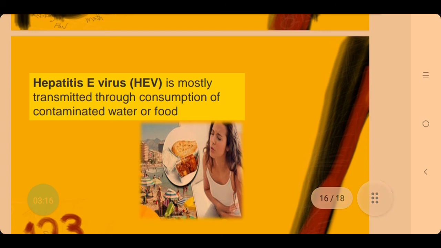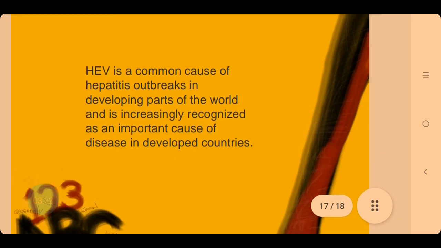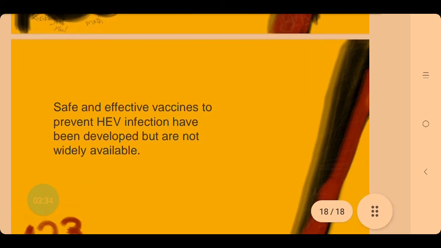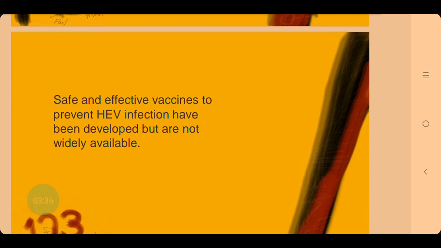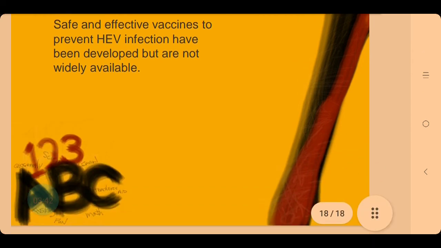Hepatitis E virus is mostly transmitted through consumption of contaminated water or food. HEV is a common cause of hepatitis outbreaks in developing parts of the world and is increasingly recognized as an important cause of disease in developed countries. Safe and effective vaccines to prevent HEV infection have been developed but are not widely available.